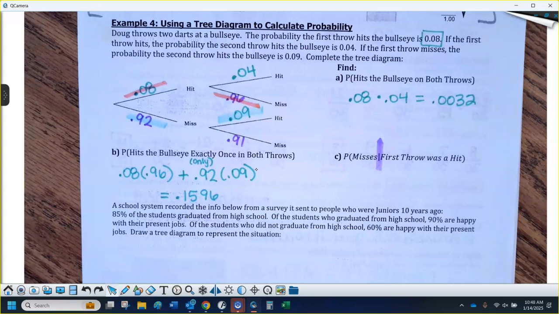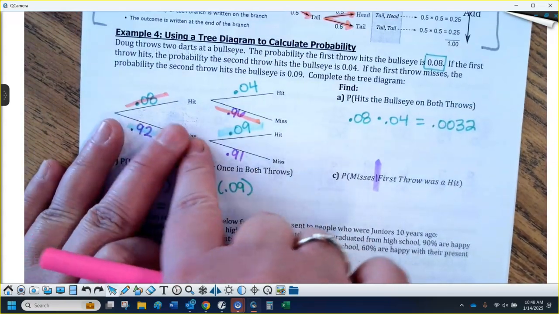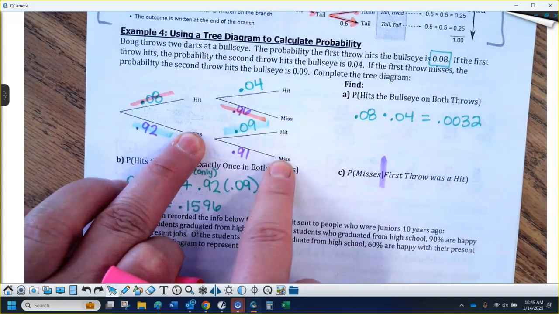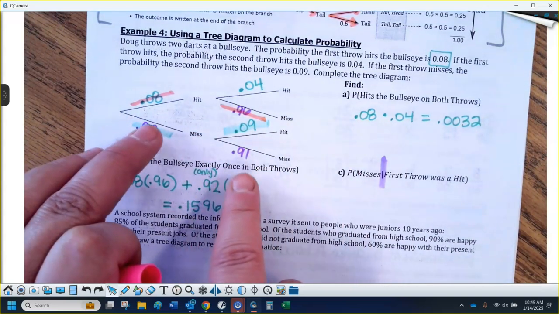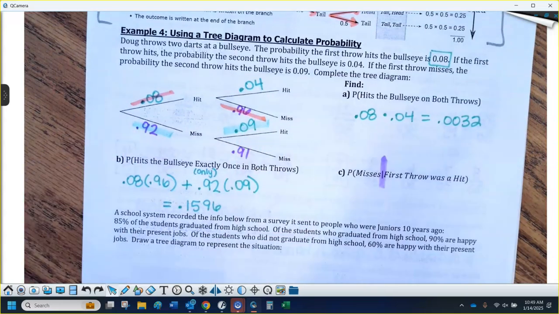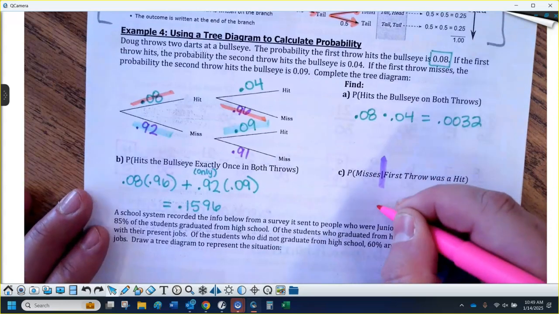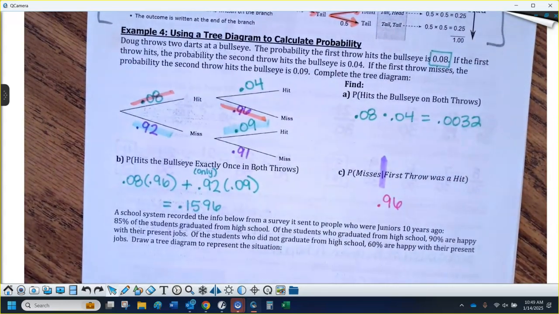What do you think? Oh, wow, I thought you were answering. I thought you had your hand up. Okay. What do you think? Exactly. How'd you get that? I'm just following it, yeah. If you know you've already passed this point and you missed, the probability the throw was a miss given the first throw was a hit is going to be the 0.96. Okay. Is anybody having a question?